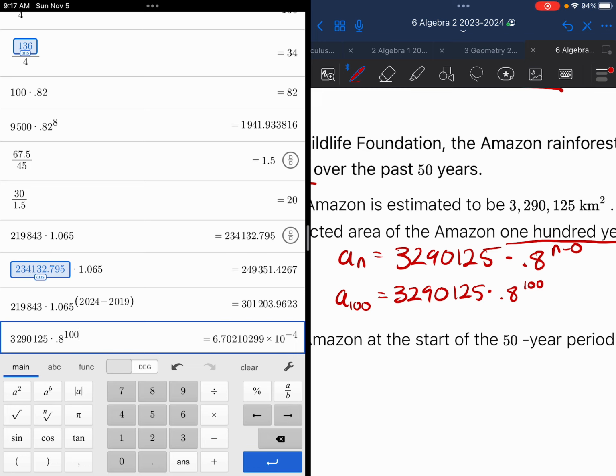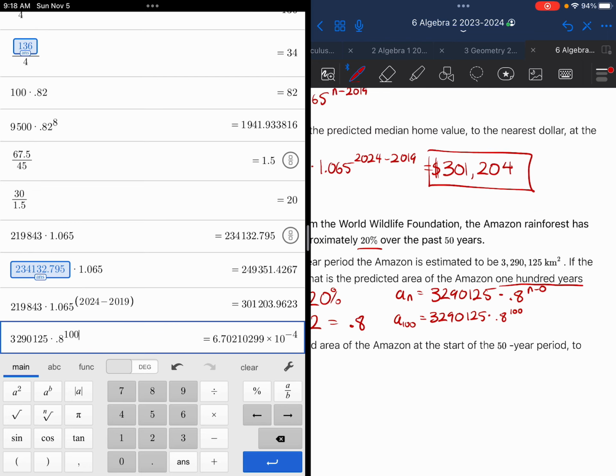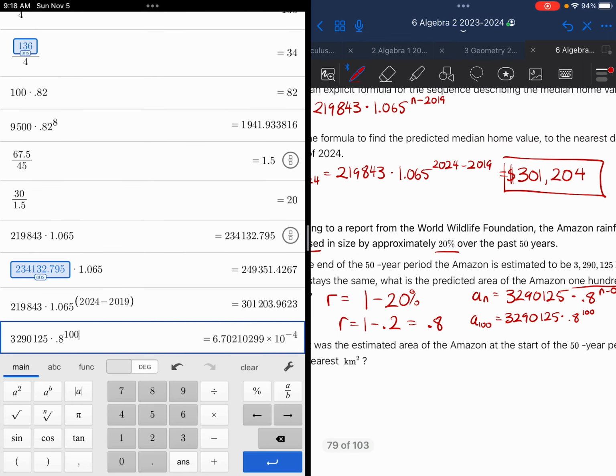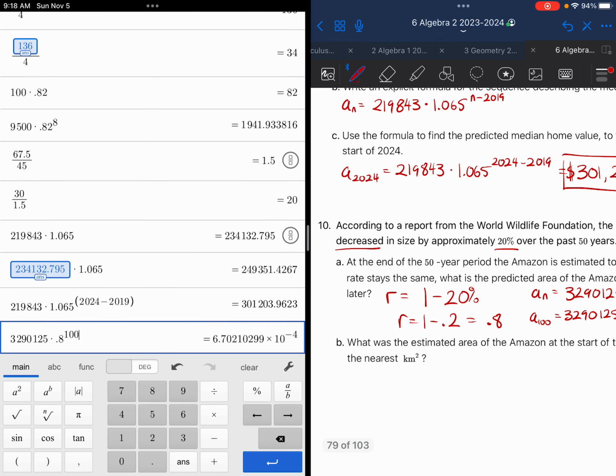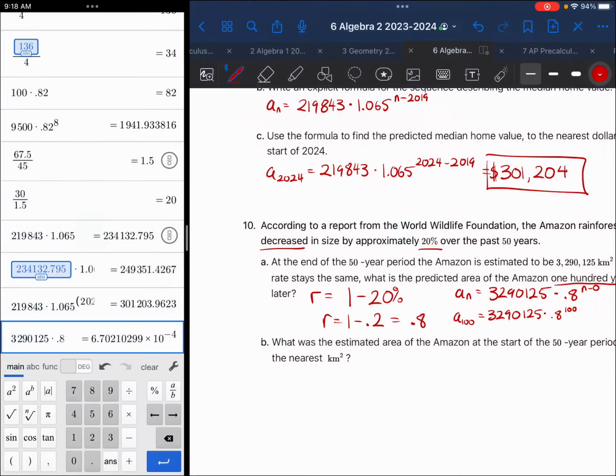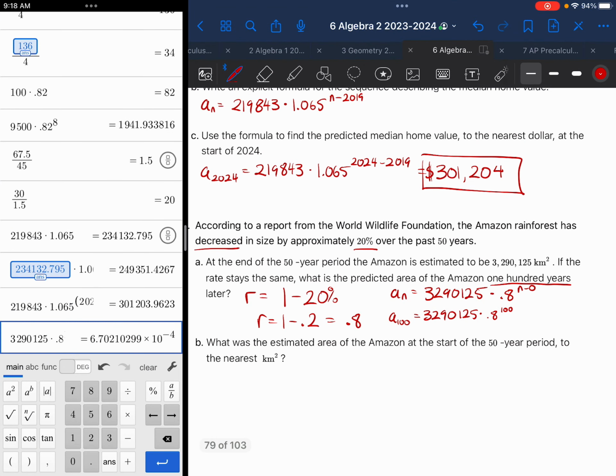3,290,125 times 0.8 to the power of 100. Has decreased in size by... Oh, I'm seeing my mistake now. And it's kind of a difficult mistake to describe. Let me try my best.